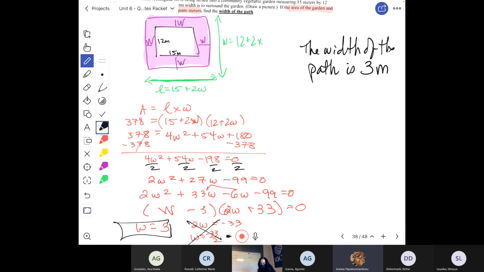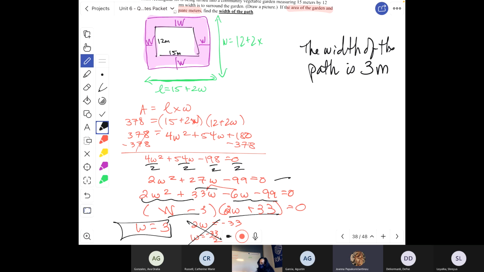Wait, Dr. P. So you're factoring the 2w squared. How do you turn it? Multiply a by c, find factors of that product that add to give you the middle coefficient, and then split the middle term. How did I get this? How do you get the w minus 3? I factored by grouping. It's two different ones. It's only 2w squared plus 33w. That's one. So would you factor out the w?